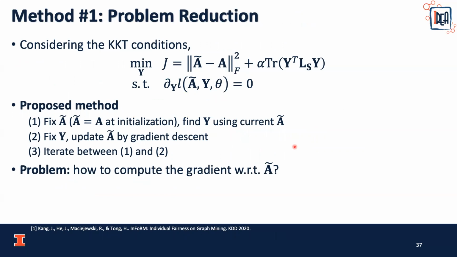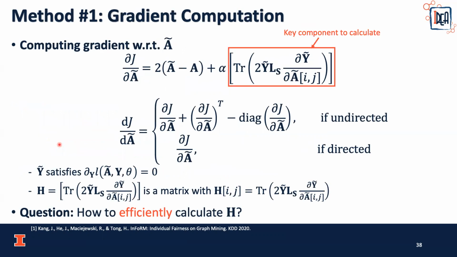With such exploration, we developed a method similar to block coordinate descent to alternately learn the mining results Y and also update the new topology A tilde by gradient descent. But the problem here is how we can compute the gradient of the loss function with respect to the debiased topology. To compute this gradient, we get the results as shown here. A key component in this result is the large matrix to be calculated in the orange box. Our focus here is to design methods to efficiently compute this large term, which we will call the H matrix in the next few slides.